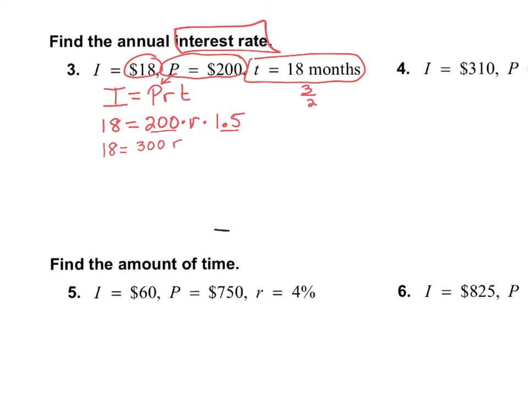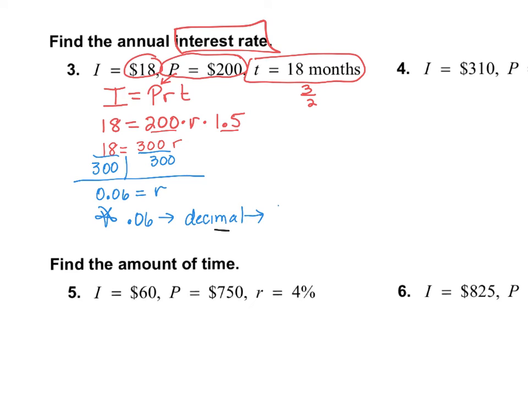In order to get R by itself, we are going to divide both sides by 300. Now notice this is going to be a really small number. You know why? Because this is going to be a rate, and when you get a rate, it's written as a decimal. So when you take 18 divided by 300, you get 0.06 equals R. And just remember, when it's a rate, you've got to change 0.06 from a decimal to a percent. So we move it 1, 2, so my rate is going to be 6%.